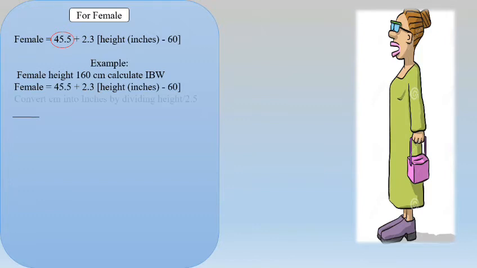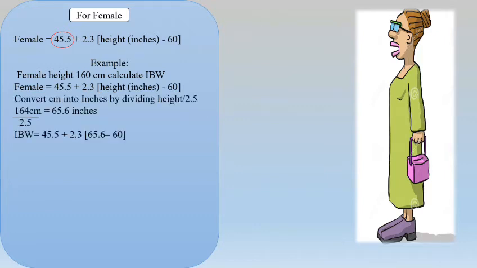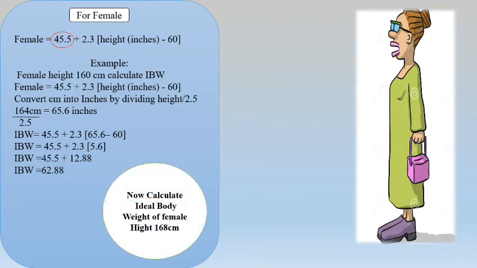Write down the formula, convert the centimeter into inches and put all these values into the ideal body weight formula. Solve them. So here is your result. The ideal body weight is 62.88. Now calculate the ideal body weight of a female having the height of 168 centimeter.